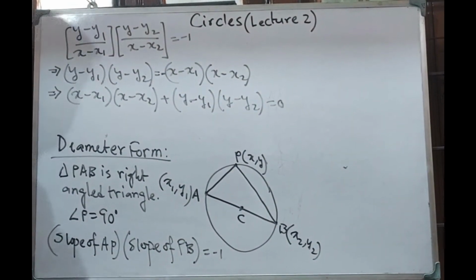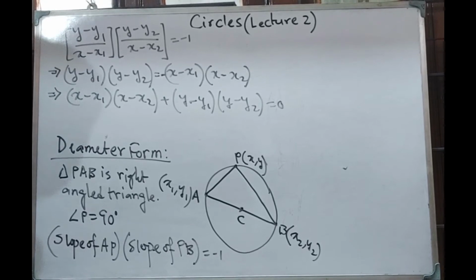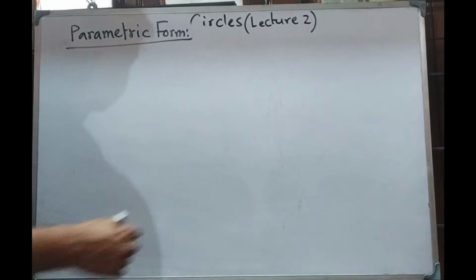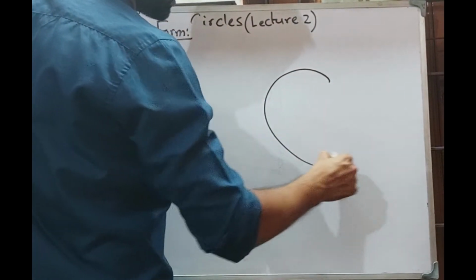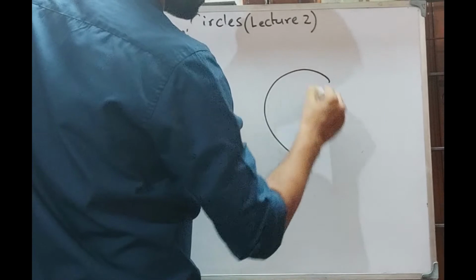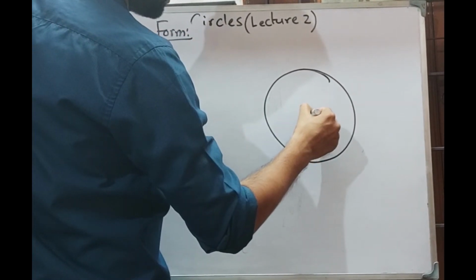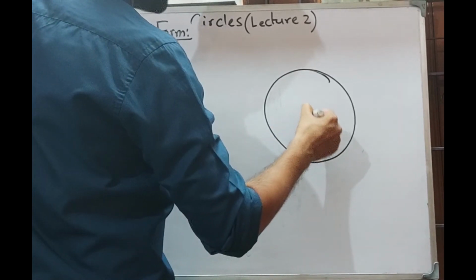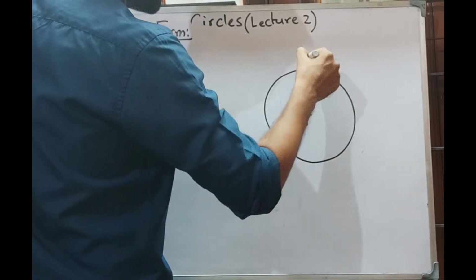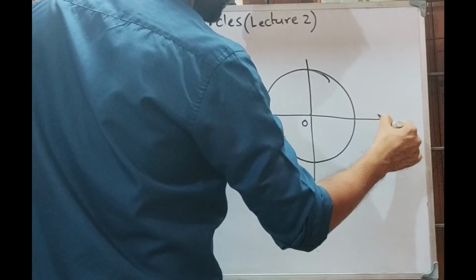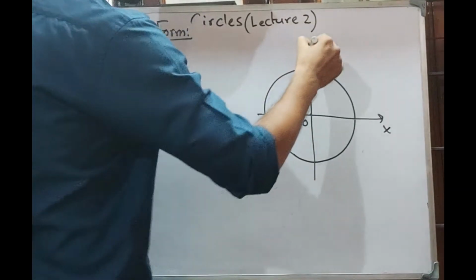So next we are coming to another form that is very important, that is called the parametric form of a circle. So in parametric form, suppose I am taking the circle here and say the center is here, and I am naming it as O because I am taking the axis, the two-dimensional axis through this center. So the circle is in standard form.